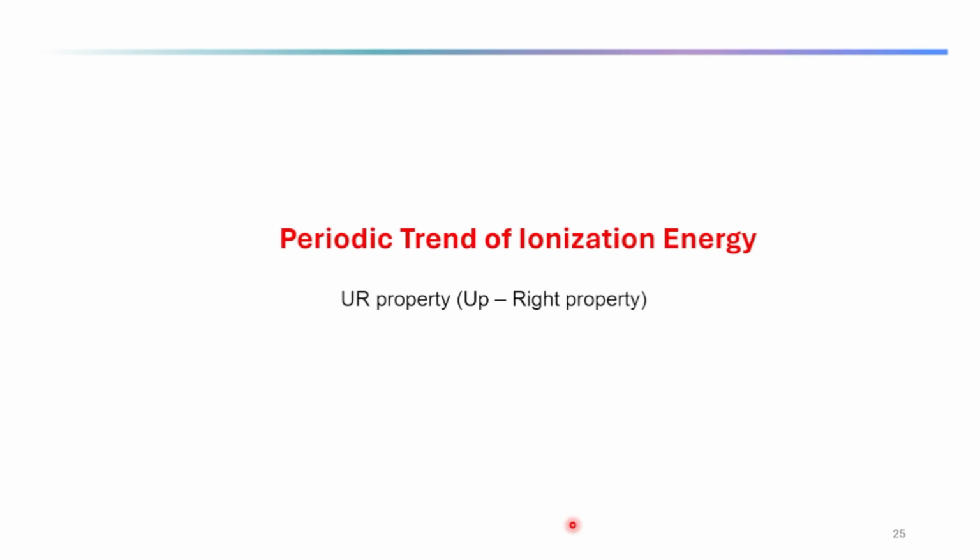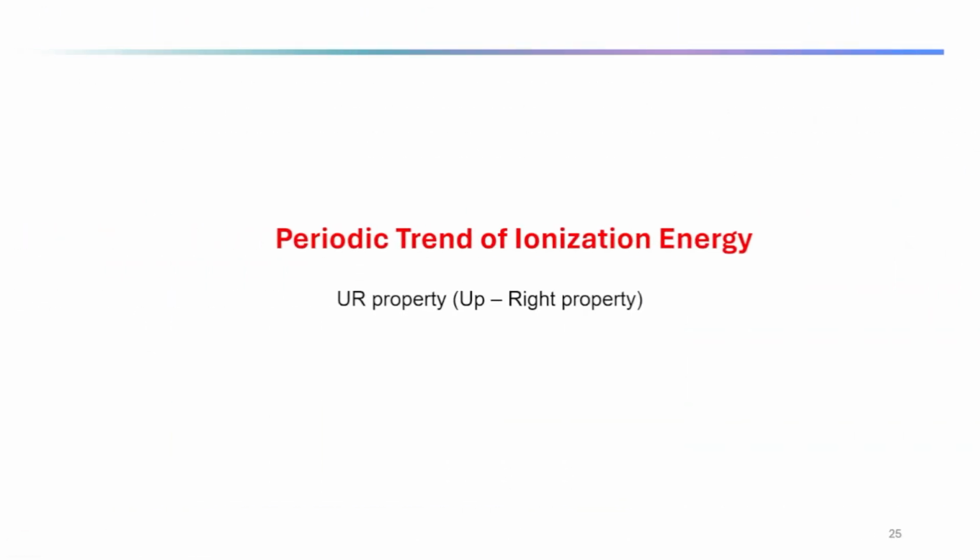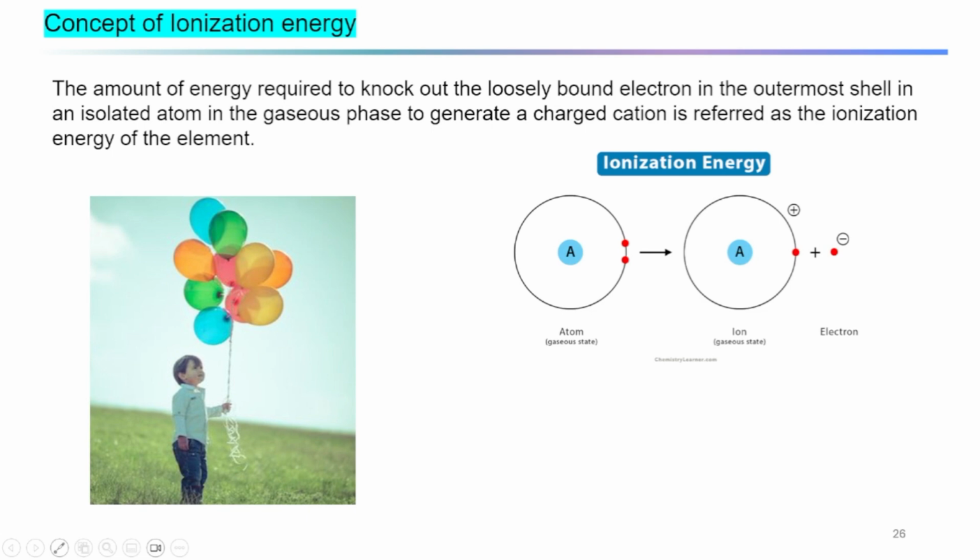Now let's discuss the periodic trend of ionization energy. This is an upright property, so I call it an upright property. Now I will explain why it is called an upright property. First we have to understand the concept of ionization energy.